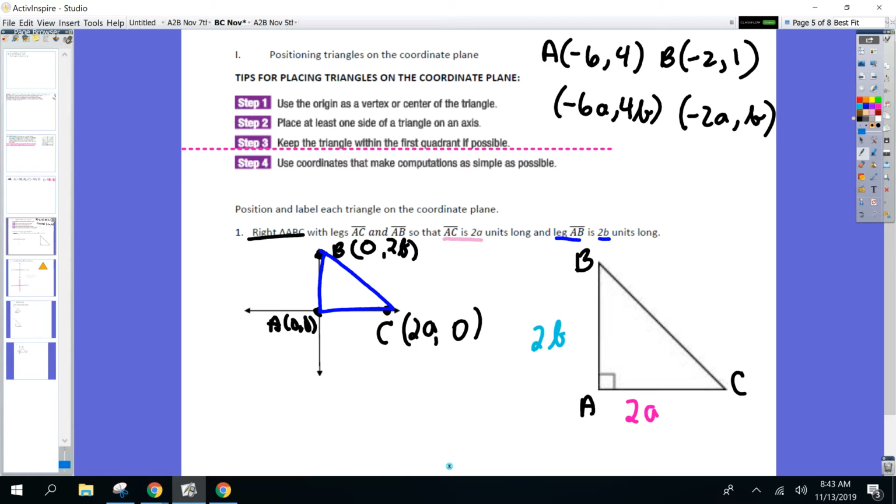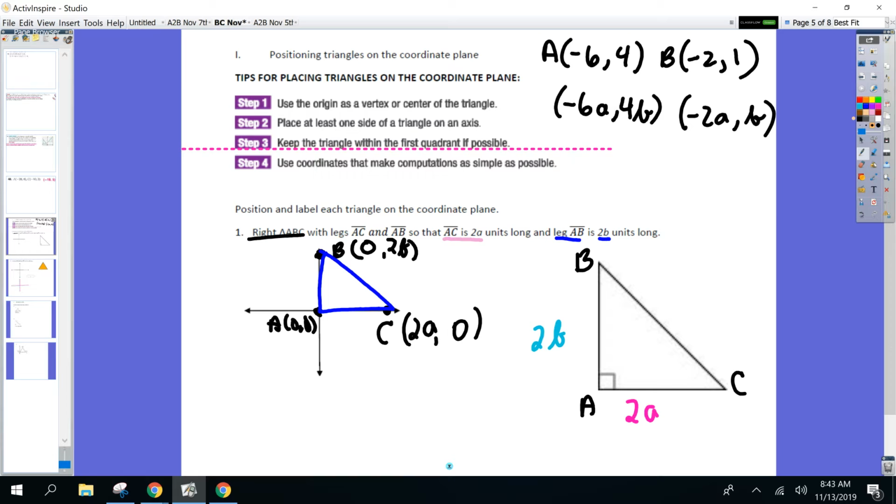Now, is this the only place I could have put it? No. Ready? If you're really feeling crazy today, I could have taken point C, flipped it over here, and made it what? Negative 2a, 0. If you're feeling really nuts, take B, flip it over, and make it what? 0, negative 2b. Okay, so multiple spots you could have put this triangle.